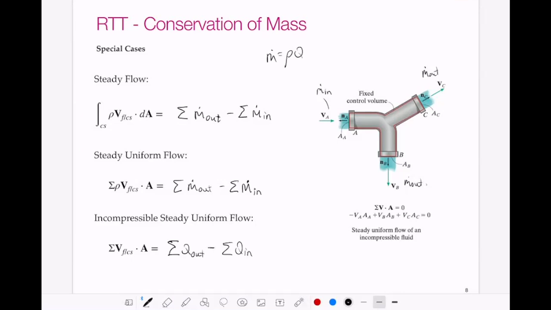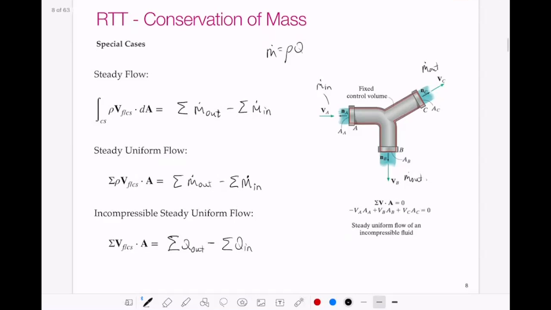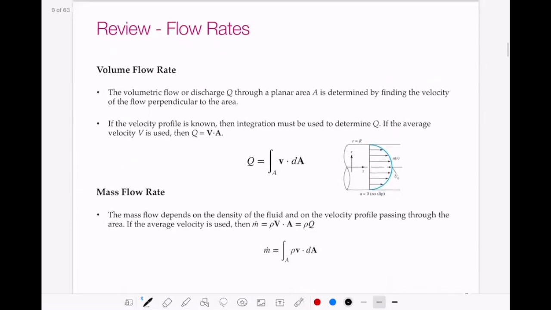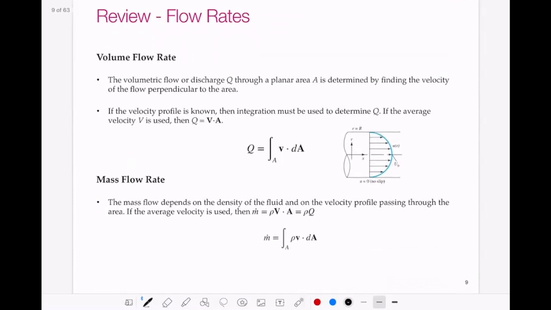So if we have these special cases, we can simplify the control surface term by just considering the mass flow rates in and out, and the volume flow rates in and out of our system, or of our control volume. Let's just review quickly what our flow rates are. Our volume flow rate is the volumetric flow or discharge Q through a planar area, and it's determined by finding the velocity of flow perpendicular to the area. So if our velocity profile is known and integrated, the average velocity can just be given by V, and then Q is just equal to VA.